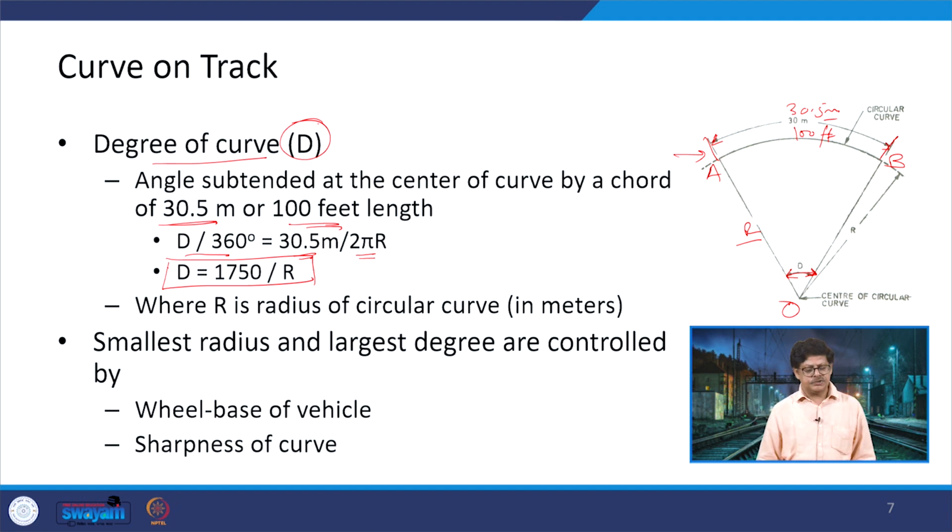Now, one thing we need to see is how the smallest radius and the largest degree are going to be controlled. They are controlled by two features. One is related to the vehicle and another is related to the geometry. In the case of the vehicle, it is the wheel base: what is the distance between the bogies and what is the length of the vehicle? That needs to be taken into consideration. Another is the sharpness of the curve, which can be defined by the value R, how big or small it is.